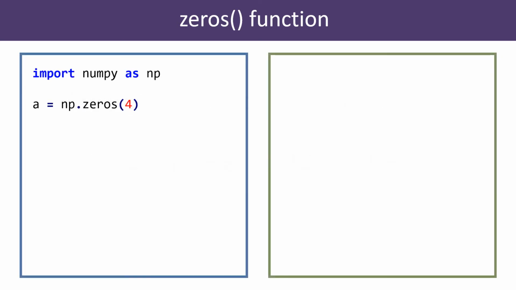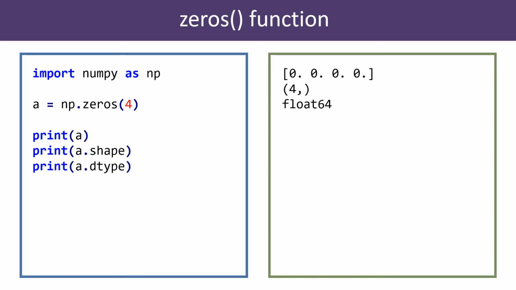Here is the code to create a zero array. We first import NumPy as np, as usual. We then call the NumPy zeros function, passing in a value 4. This creates a one-dimensional array of length 4. We print A to verify that it's an array of 4 zeros as expected. The shape of the array is 4. And the type is float64. The zeros function does exactly what we expected.